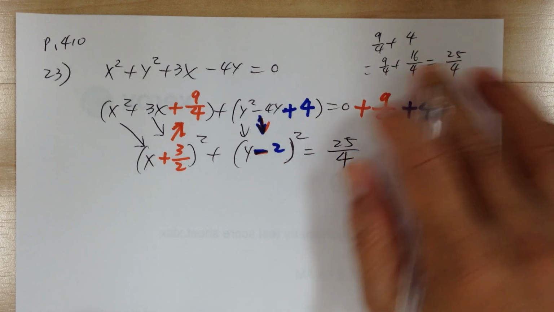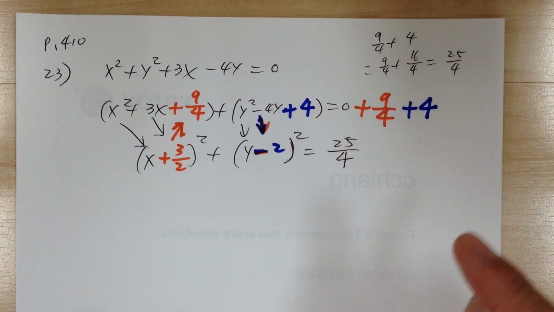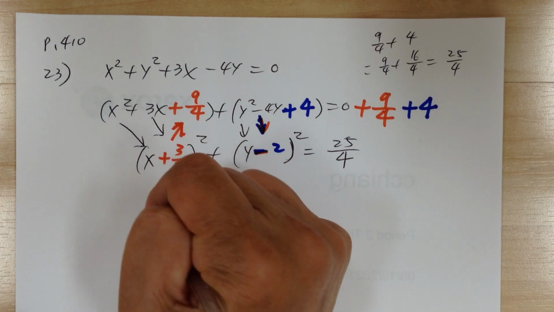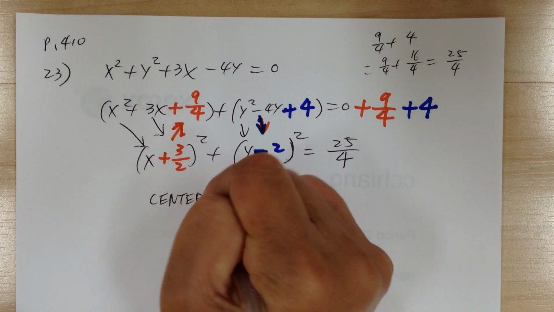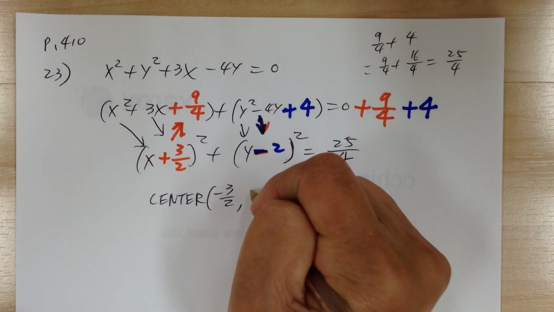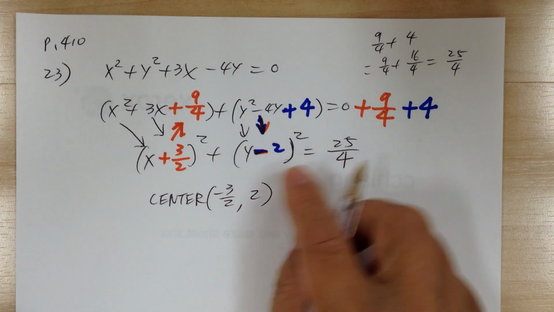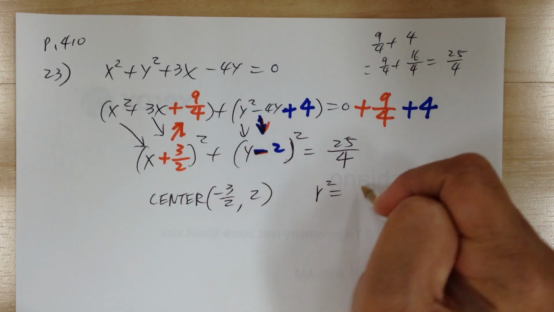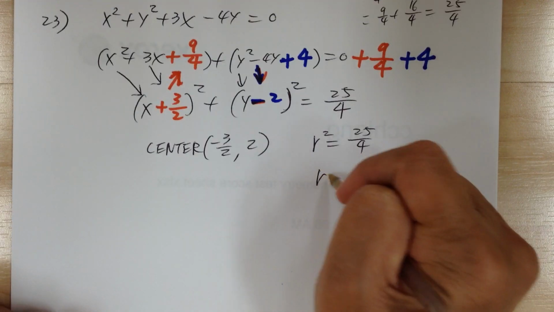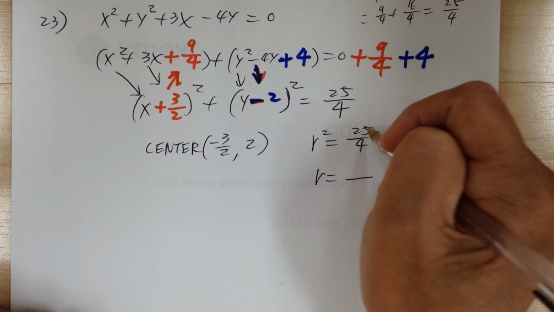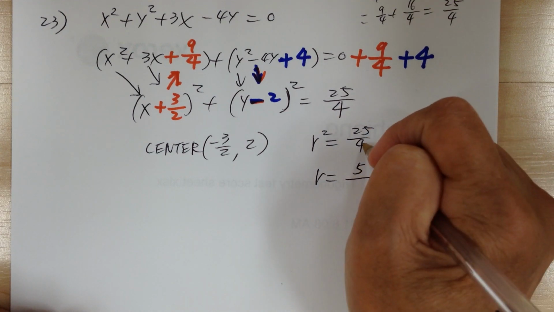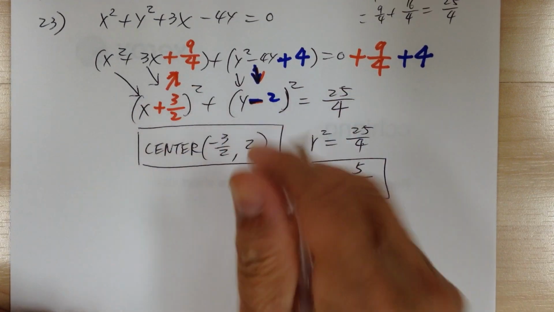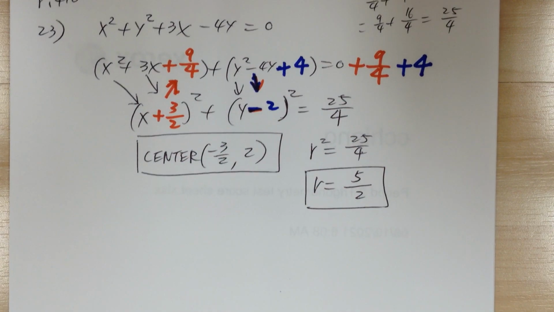Again, do the minus step off to the side so you don't clutter up your major steps, and that way you don't lose track of what you're doing. In this case, your center would be -3 over 2 and positive 2. Again, you just take the opposite. Now over here, you're going to get r squared equal to 25 over 4. So r equals the square root, so square root of 25 is 5, square root of 4 is 2. So your radius would be 5/2, and your center is going to be at -3/2, comma 2.